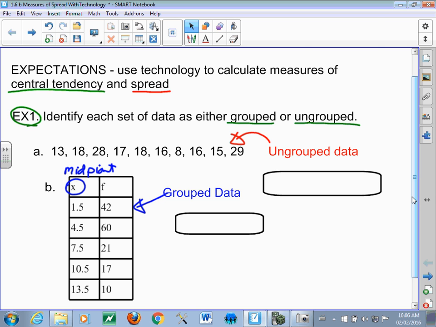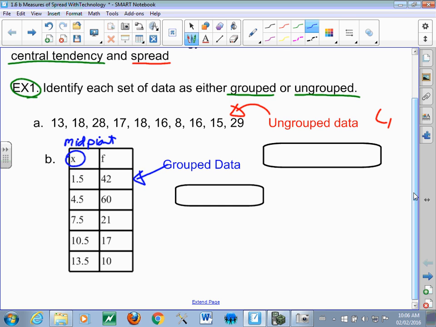Just to give you a heads up, if we have ungrouped data, usually we're just going to use one list, which is called L1, to enter our data, whereas for grouped data, when we get to the graphing calculator, we're going to put L1 for the midpoints or your range intervals, and L2 for your frequency. All right, so let's take a look at where we're heading today.